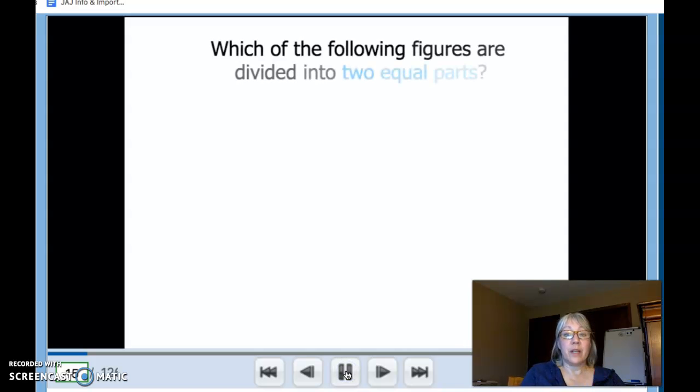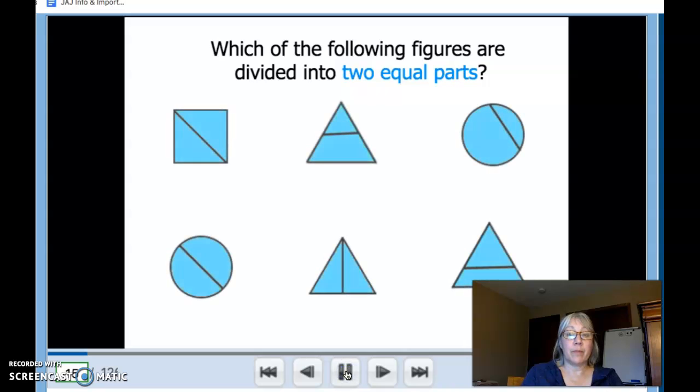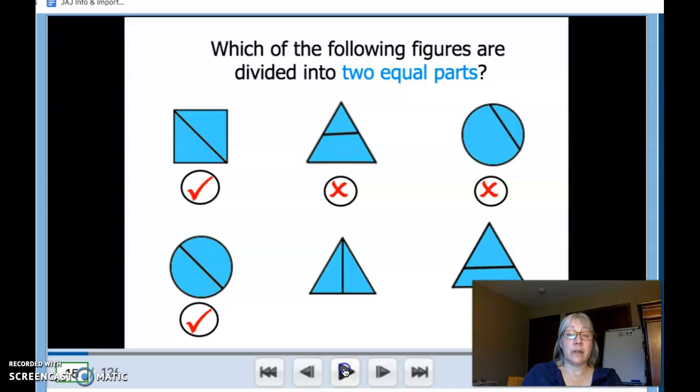Which of the following figures are divided into two equal parts? I'll give you a few minutes. That one is. That one is not. That one is not. That one is. That one is. And that one is not. That last one.